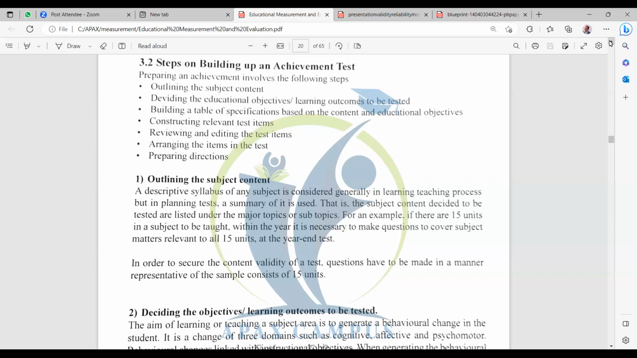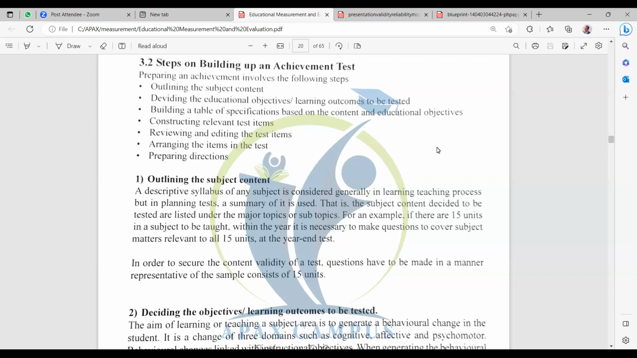Therefore, usually what is taught, the content handled within the specified time period, is used for preparing the achievement test, right? For it is 1 year, as the example given here. If you have 15 units, there should be questions from all 15 units.